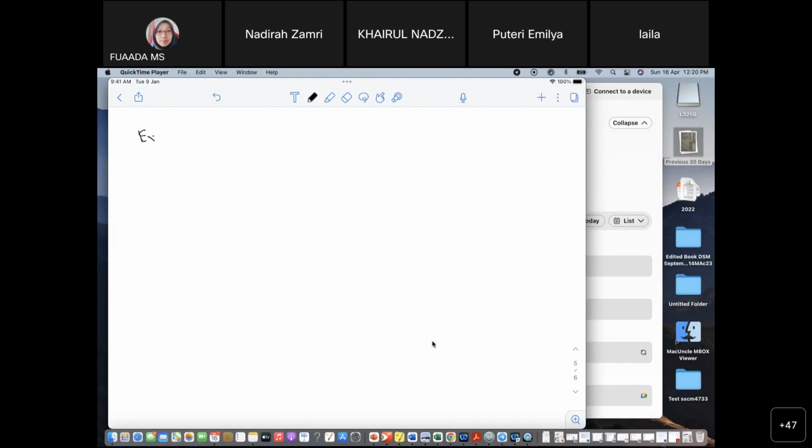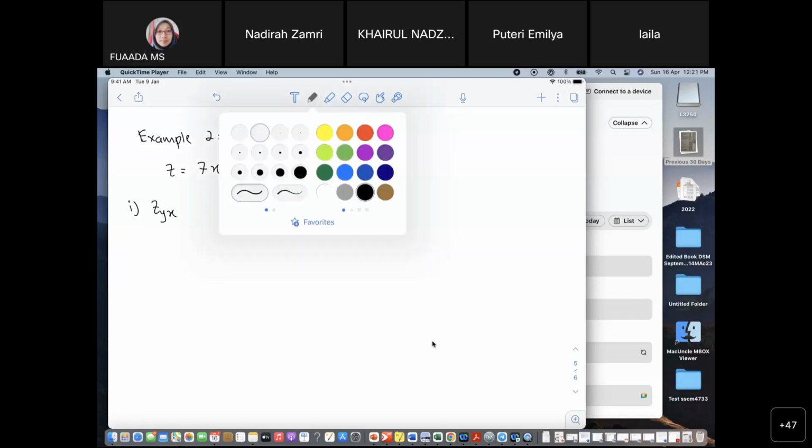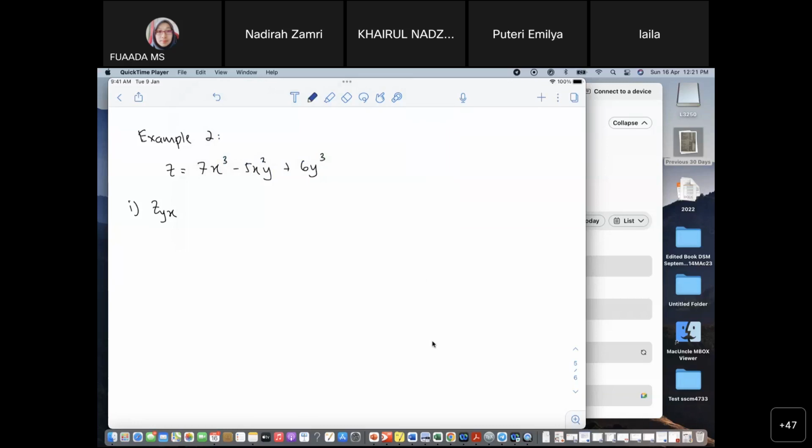Okay, example 2. We have z given by 7x cubed minus 5x squared y plus 6y cubed. First you have to find z, y, x. To get that, you have to find z, y first.